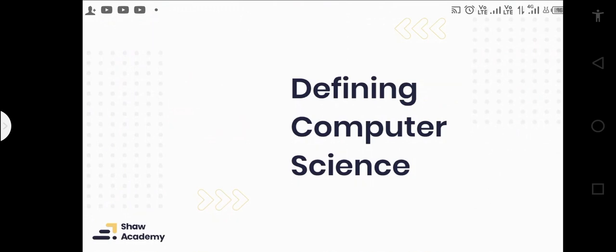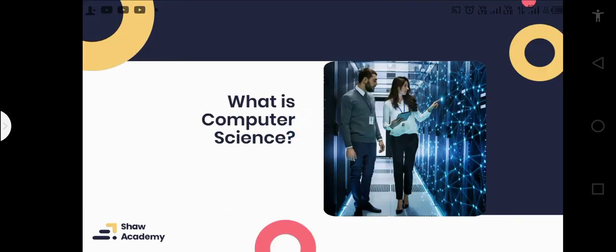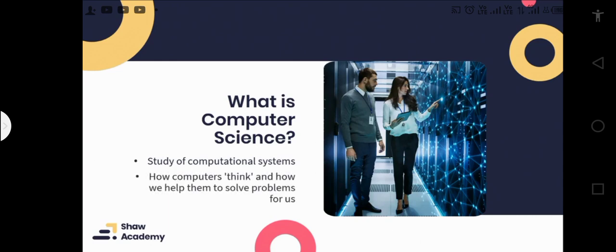Let's dig into it. Our first objective for today is to fully understand what computer science is. You may be thinking to yourself, what are all these new big words I'm hearing? Don't worry, we're going to go through everything. Computer science is the study of computational systems. Essentially, we study how computers think and programmatically help them to solve problems for us.